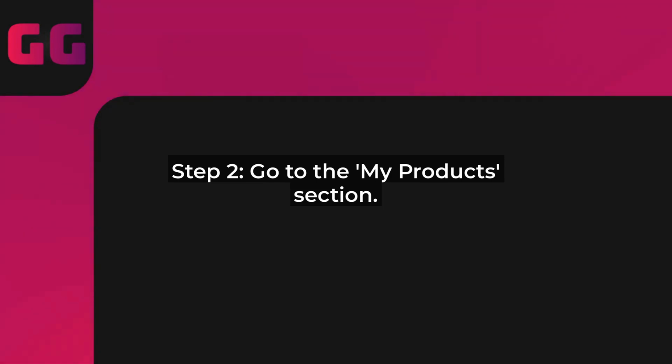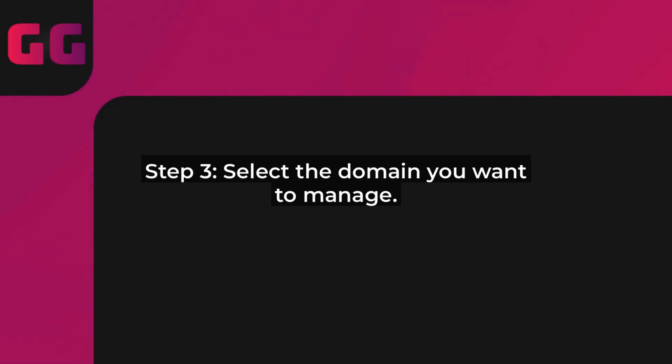Step 3. Select the domain you want to manage. Click on it, and you'll be taken to the domain's overview page. Step 4. Look for the Security or Protection settings. In 2025, GoDaddy might have updated their layout, but you should find an option labeled something like Domain Protection or Advanced Security. Click on that to view your current plan.